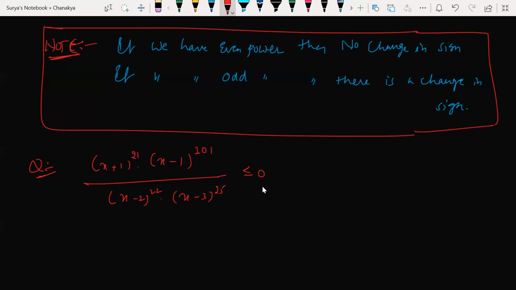Sir, you have very big powers, then what should I do here? We have very big powers, then how can we solve here? Any idea? You have very big even powers and very big odd powers.